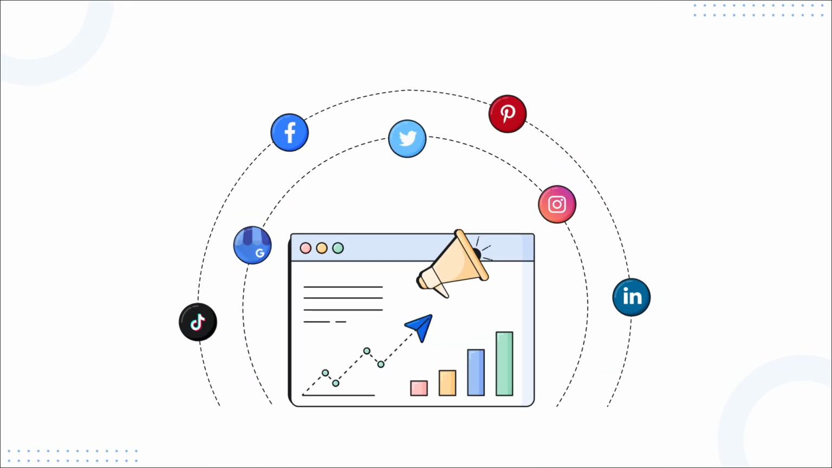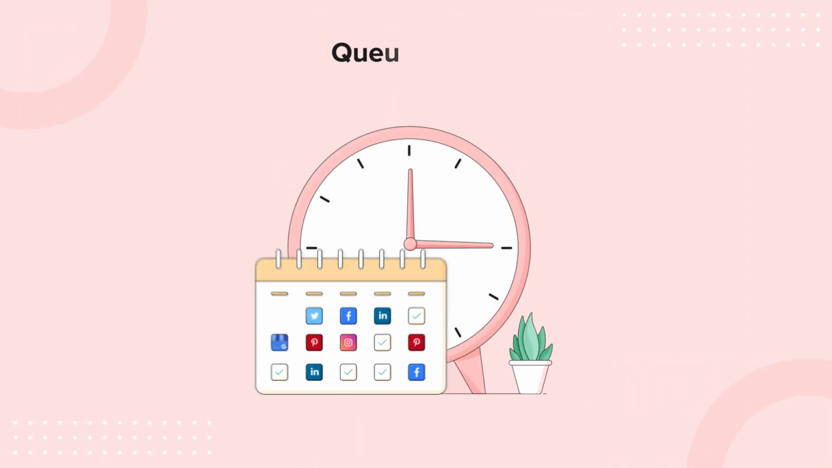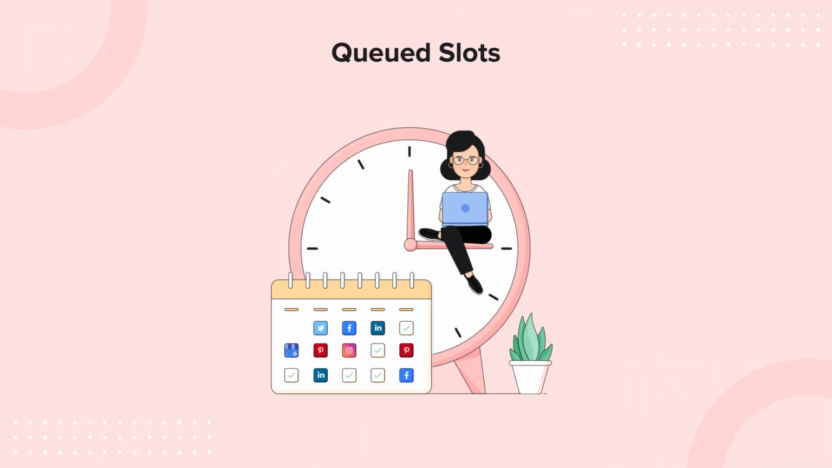There you have it. You're now equipped to automate your social media posts across different accounts using SocialPilot's Queued Slots feature.